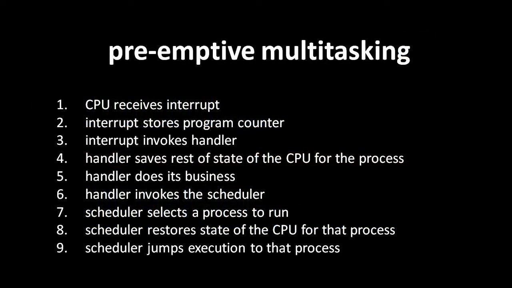Laid out in full, this scheme, called preemptive multitasking, works like this. First, the CPU receives some hardware interrupt, then the interrupt stores the program counter so that the interrupted code can resume later, the interrupt invokes the appropriate handler, the handler itself saves the state of the other CPU registers so that the interrupted process can be resumed later, the handler does whatever business the interrupting device needs, the handler then invokes a scheduler, and the scheduler selects a process to run. The scheduler then restores the CPU registers to the state they were in when that process was last running so that that process may continue, and finally, the scheduler jumps execution to that process.